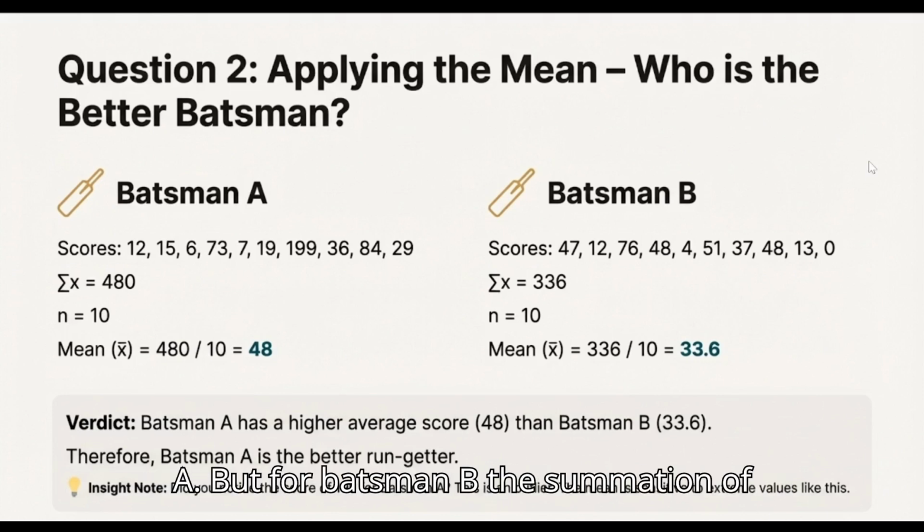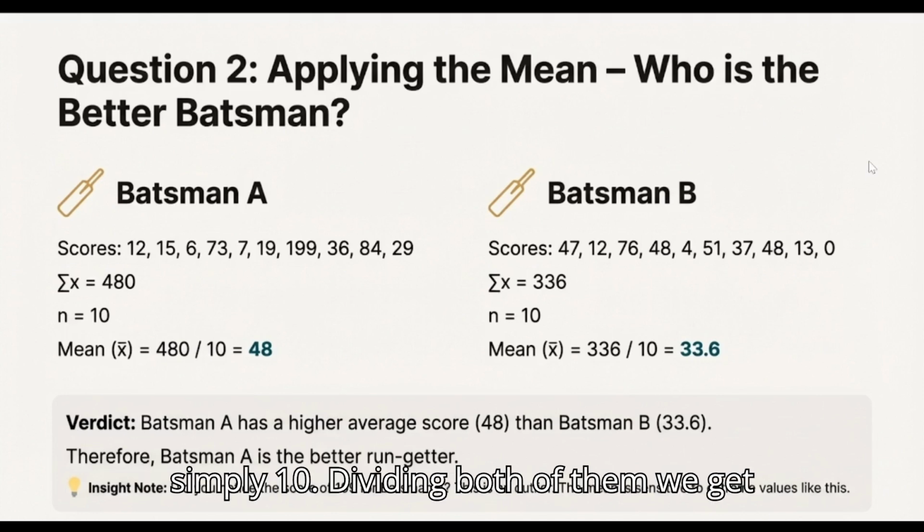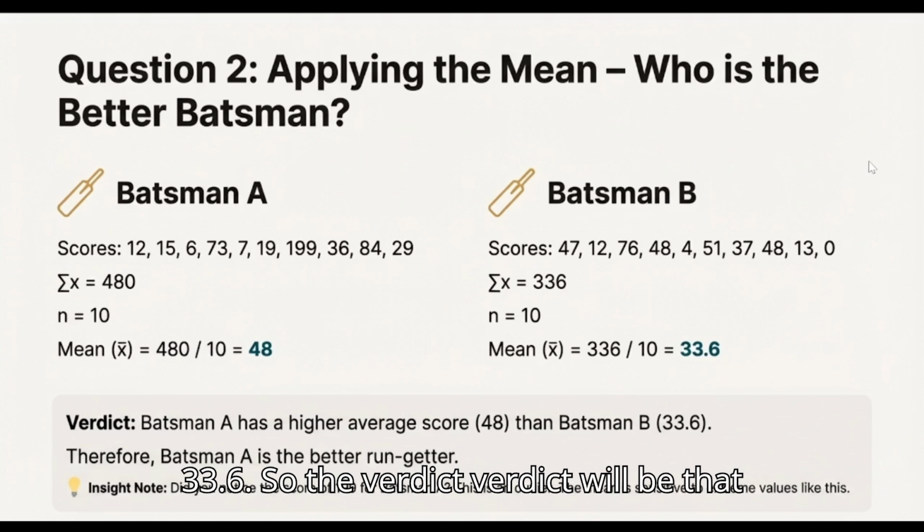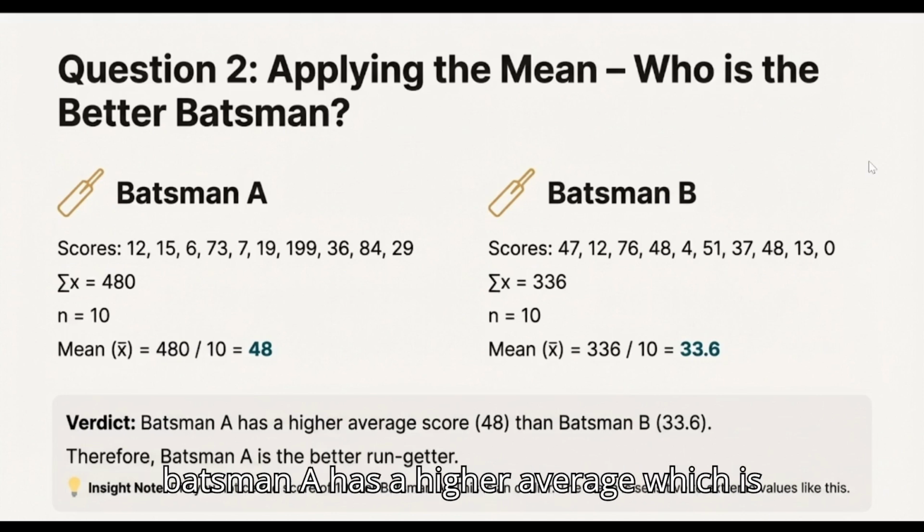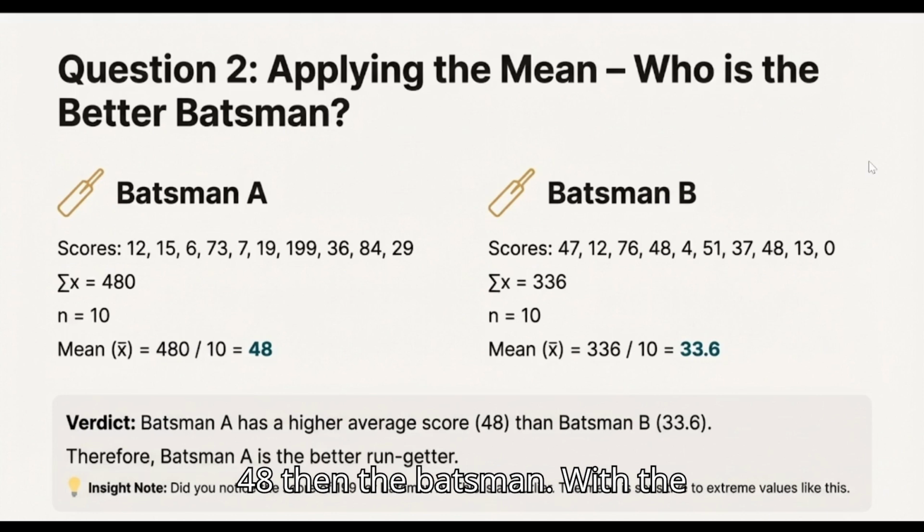But for batsman B, the summation of x, which is the sum of all values, is 336, and the number of values is simply 10. Dividing both of them, we get 33.6. So the verdict will be that batsman A has a higher average, which is 48, than batsman B with the average of 33.6. Therefore, batsman A is the better run getter.